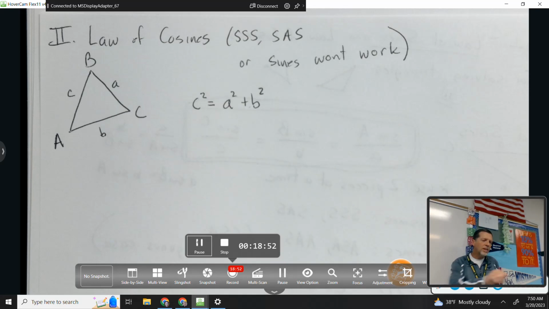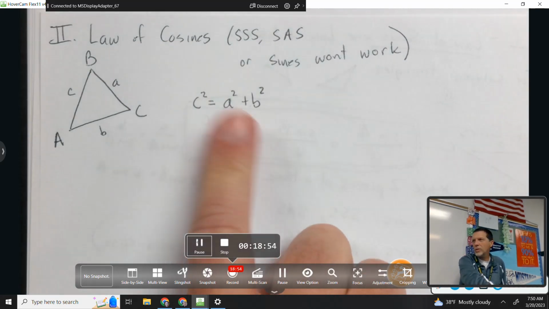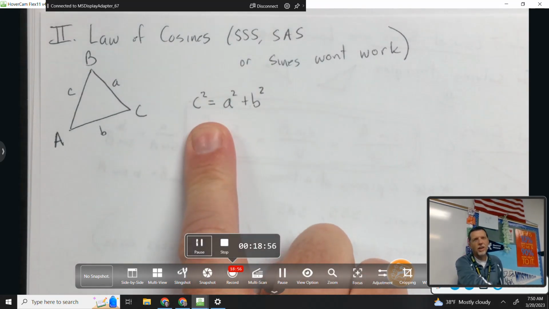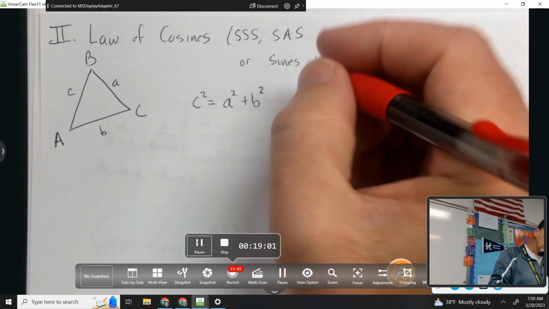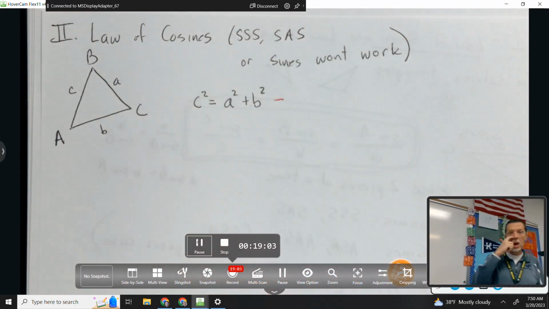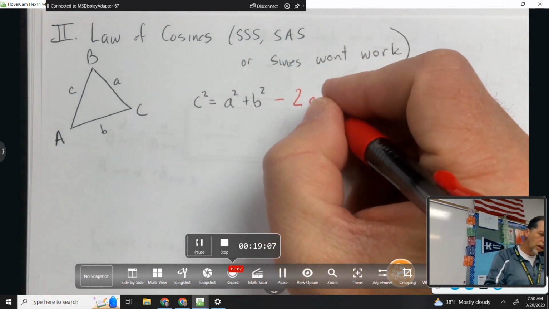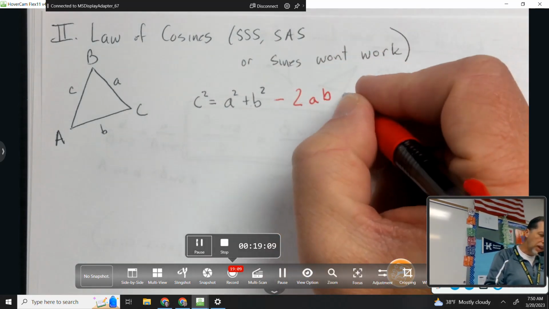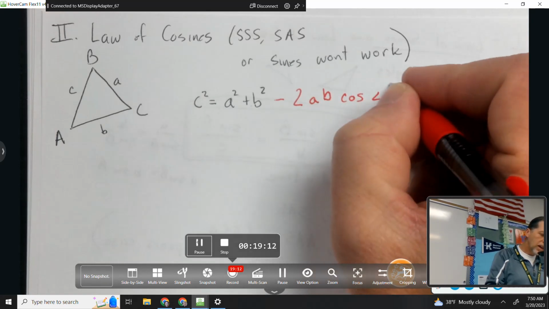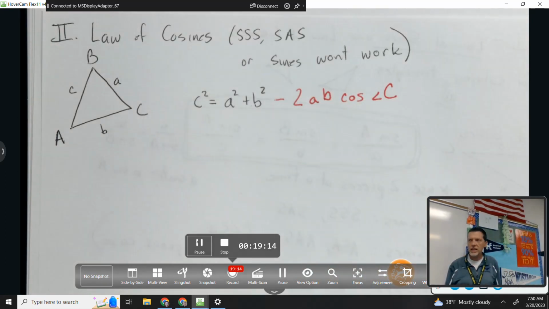When does a squared plus b squared equal c squared? Or when are we allowed to use that formula? That's for right triangles. But now we want to use it for all triangles, so we have this extra term on the end. Minus 2ab cosine of angle C. So it sort of starts with the Pythagorean theorem, but then it gets a lot more complicated because it's not just for right triangles.